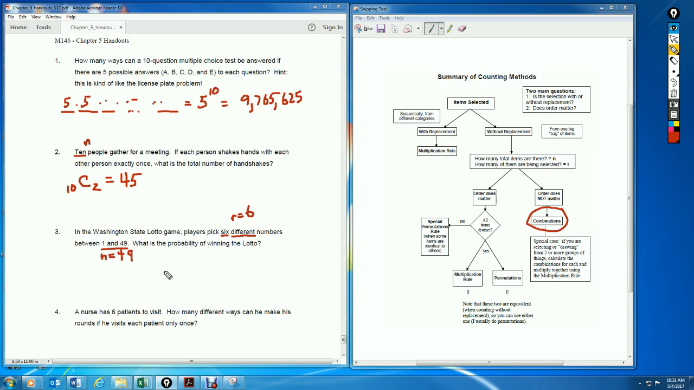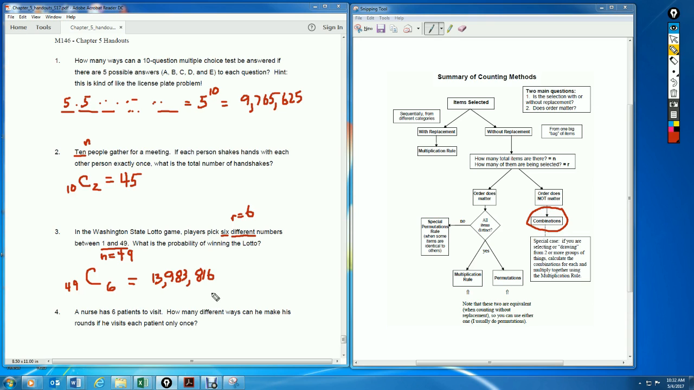The order does not matter, so therefore you want to do a combination of 49 items taken 6 at a time. And if you calculate that, you should find out it is 13,983,816. Okay. And then the actual question is, what is the probability of winning the lotto?